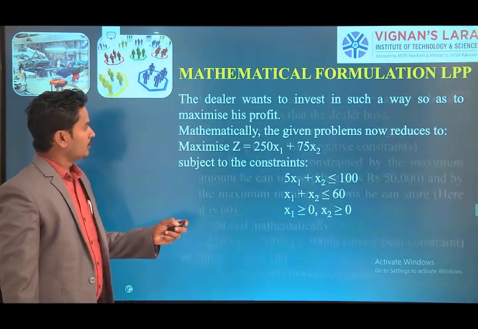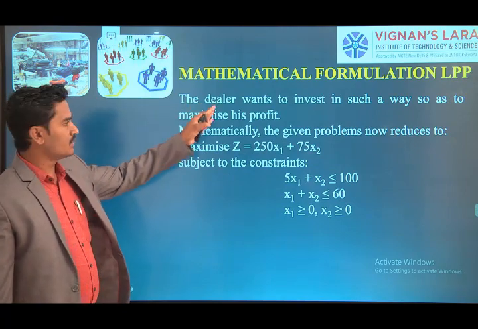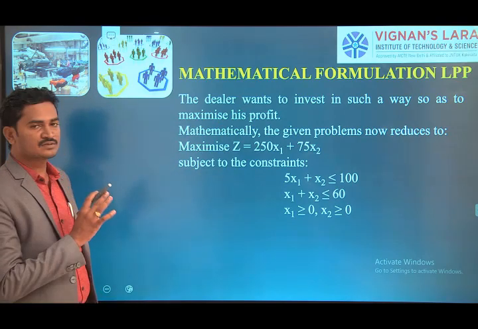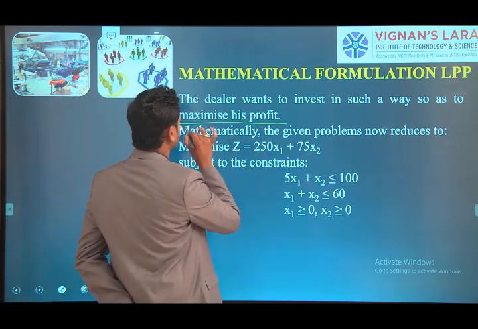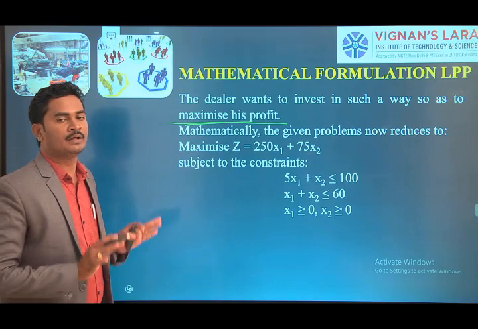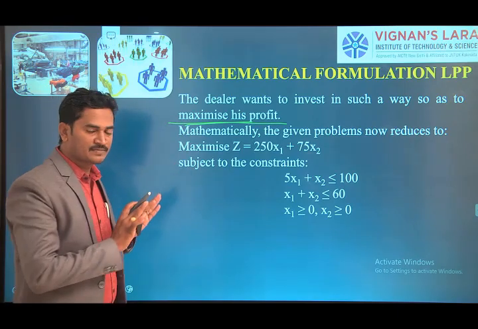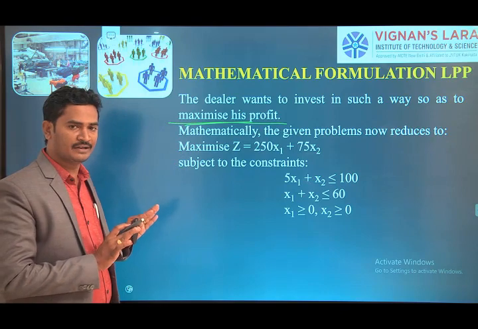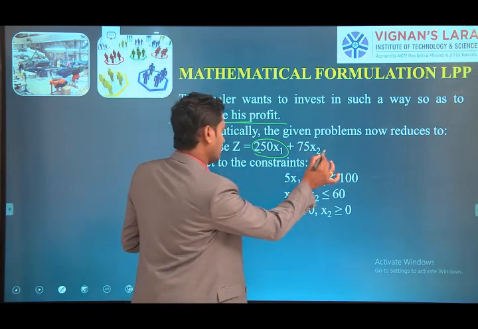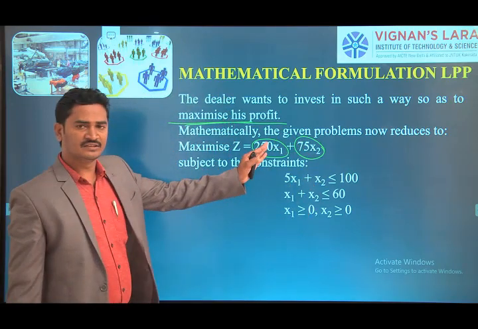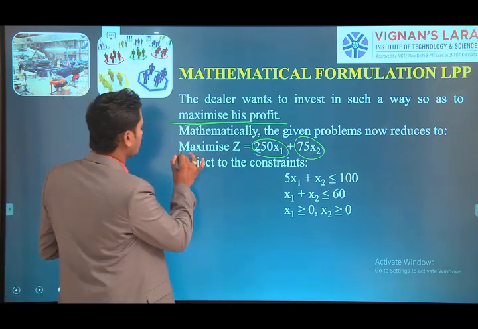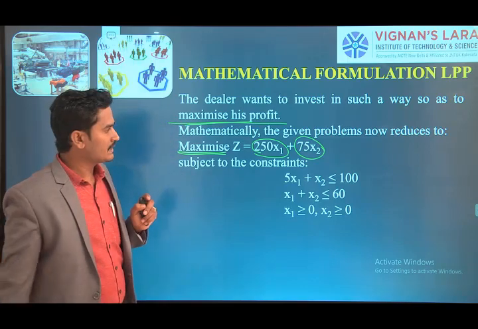Okay. Here is the mathematical formulation of the LPP. The dealer wants to invest in such a way so as to maximize his profit. Our objective function is to maximize the profit. What is the profit here? From tables, profit is 250 rupees. From chairs, profit is 75 rupees. Already it is defined in our problem. That's why we choose it. And here the profit is the function, so the objective function is a maximization.